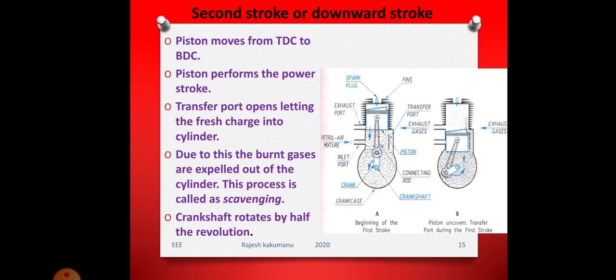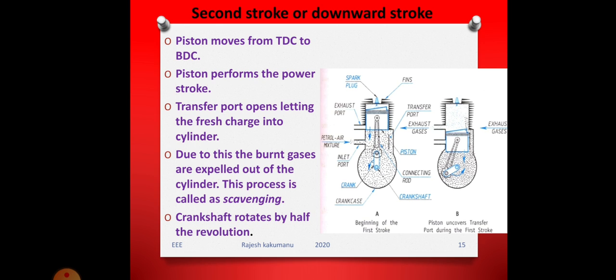The transfer port opens, letting the fresh charge into the cylinder. What is the role of the transfer port here? See the transfer port. The transfer port supplies the fresh charge into the cylinder case. Due to this, the burnt gases are expelled out of the cylinder. This process is called scavenging. Whenever the burned gases are coming outside through the exhaust pipe, this process is called the scavenging process.